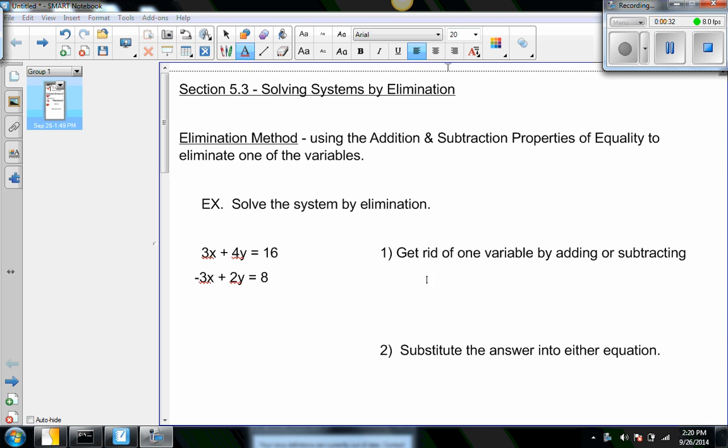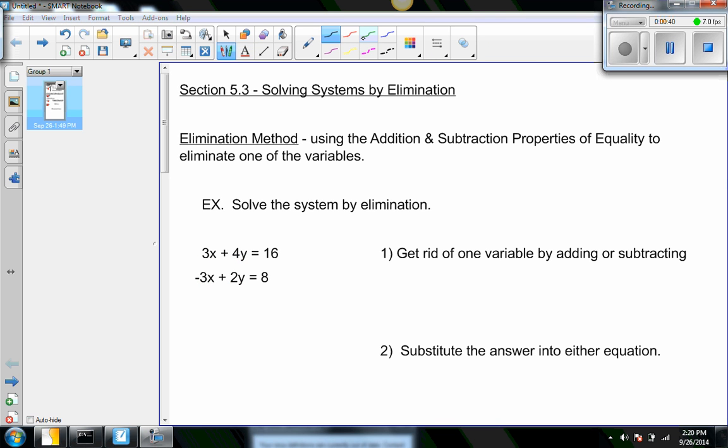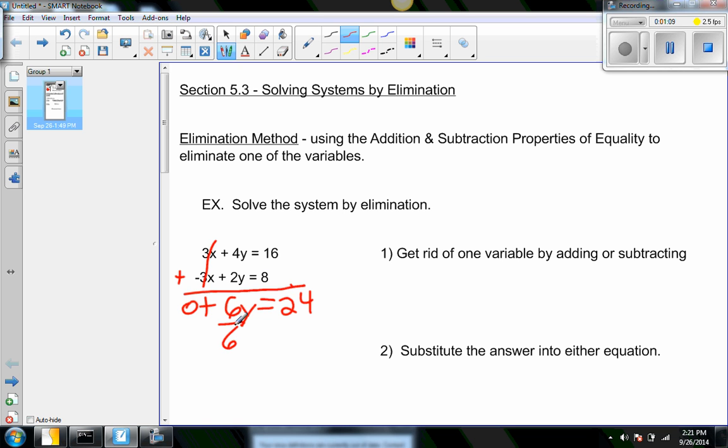And so you can see over here on the right, this is the first step: to get rid of one variable by adding or subtracting. And this one works out really nice because I already have a 3x, and then here I have a negative 3x, right? And so we're adding, so 3x and a negative 3x cancels. The x's are gone. 4y plus 2y is 6y, and you can put the 0 here, it's not going to make any difference. 16 plus 8 is 24. Go ahead and finish it, divide by 6, your y is 4.